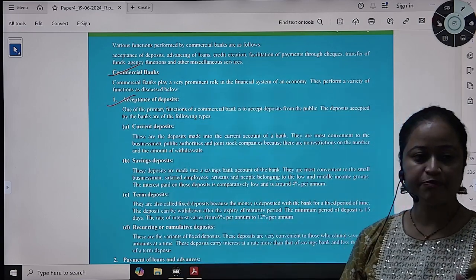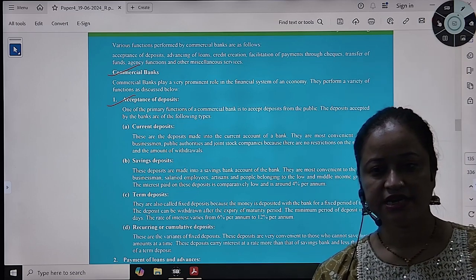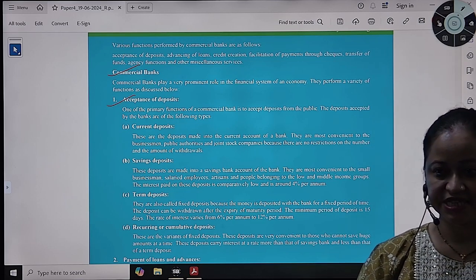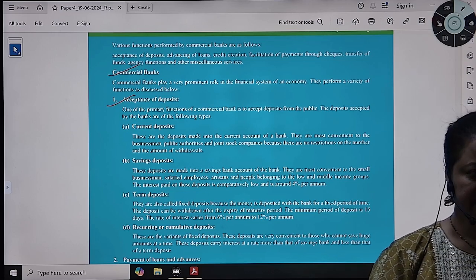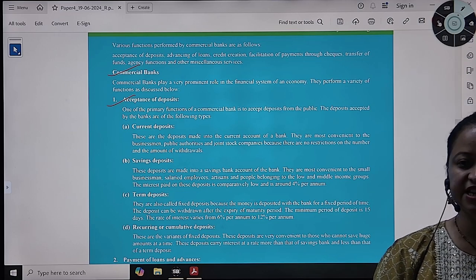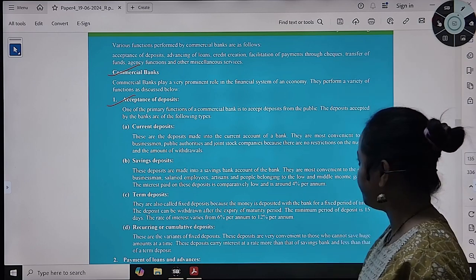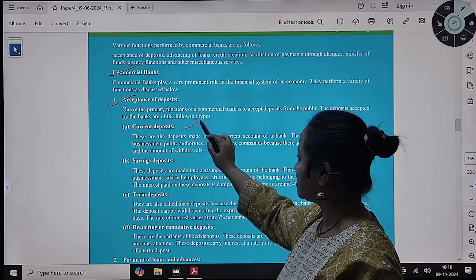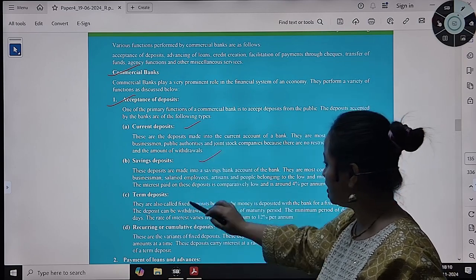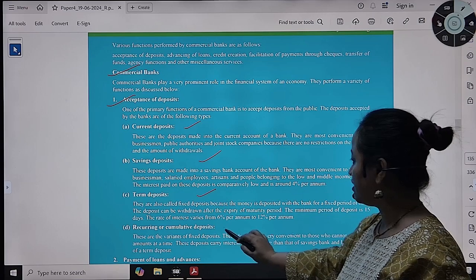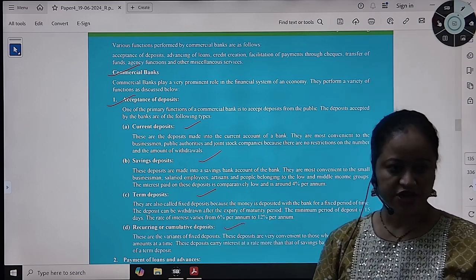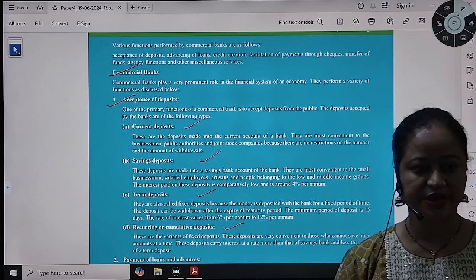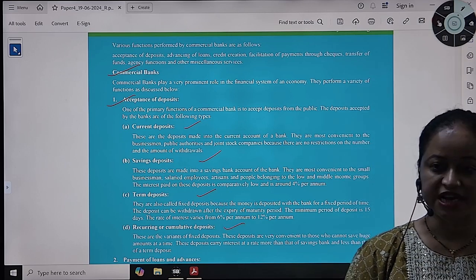Here the public provides deposits to the bank. That means they give deposits in the bank in the form of various accounts. Banks give various facilities to the customers to open a current account, a saving account, a term deposit account, and a recurring or cumulative deposit account. These are the types of accounts provided by the banks to the customers, right?